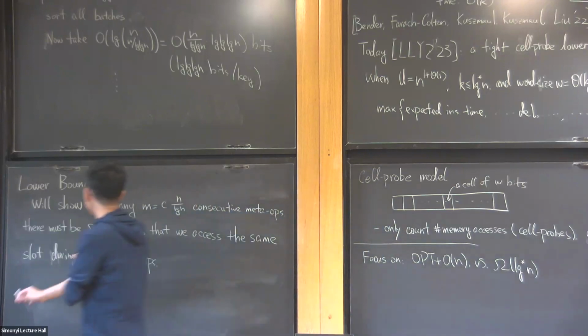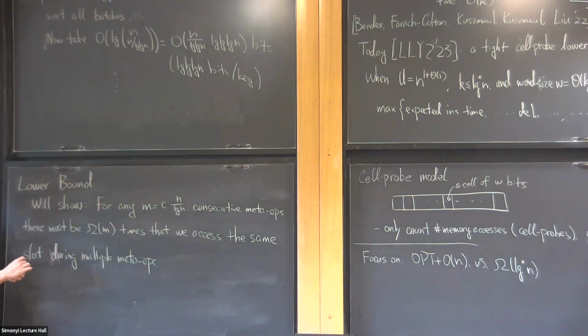And in general, what I mean is that if a slot is touched in T meta operations, I'm going to count it T minus 1 times.